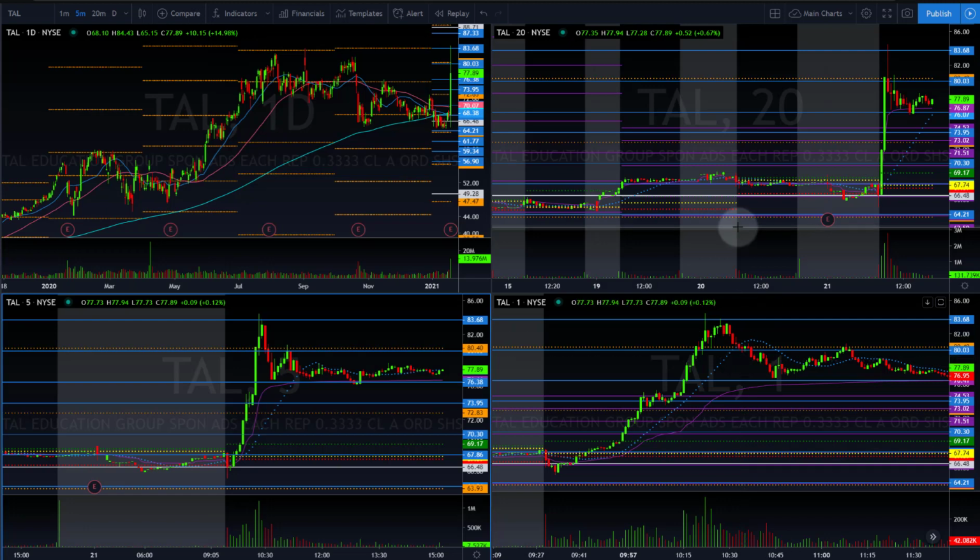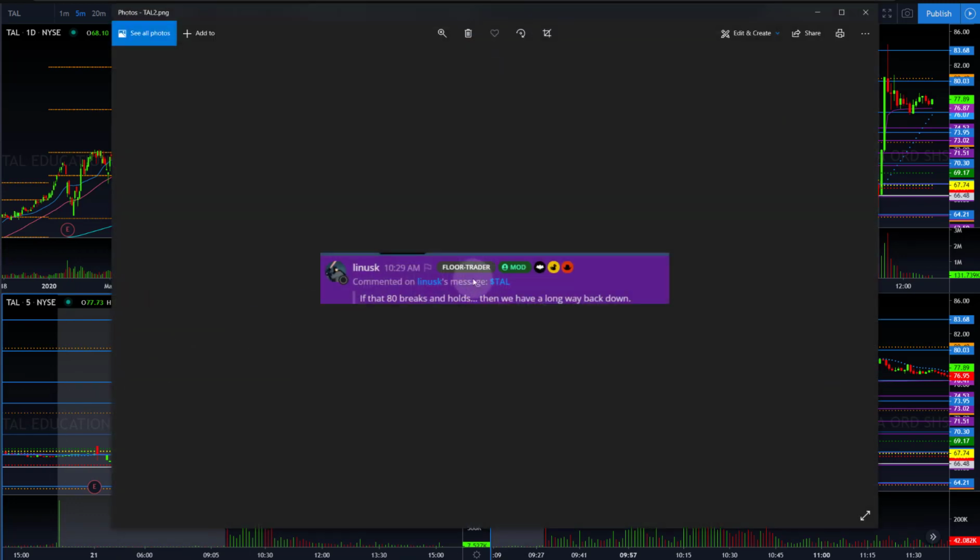So the reason for it is pretty clear, right? When it comes to seeing those bases, and when that breaks, how it becomes a resistance. So that's what I posted here at around 10:29. If that 80 breaks and holds, then we have a long way back down.